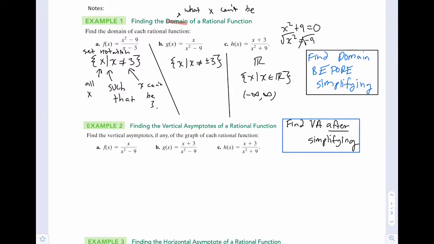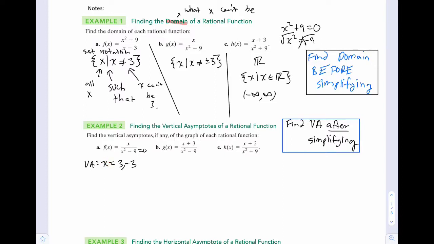So for A, notice how it's saying find the VA. It's not saying find the domain, which means you want to do this thing, can I simplify it? And for this one, you can't simplify it. So now you just focus on what makes the bottom 0. So think x squared minus 9 equals 0. You can see it's 3 and negative 3. So your VA is going to be x equals 3, negative 3.